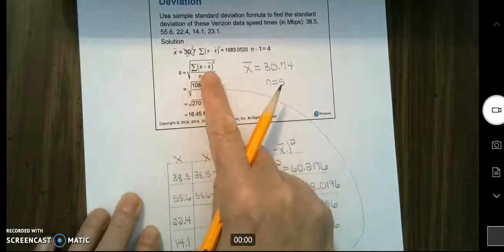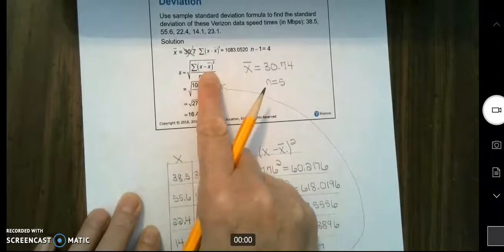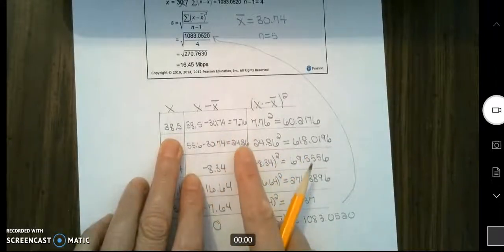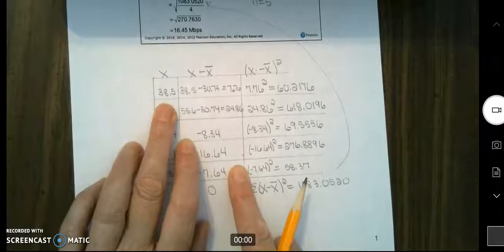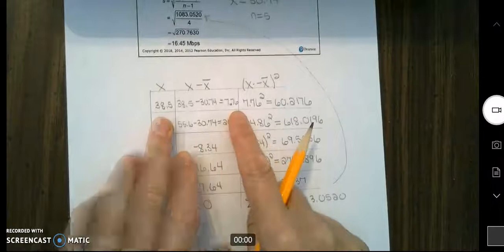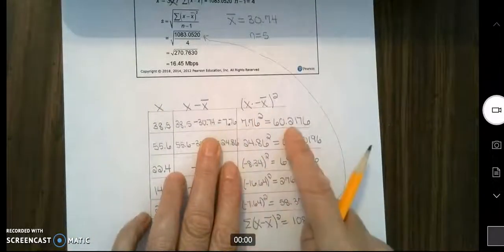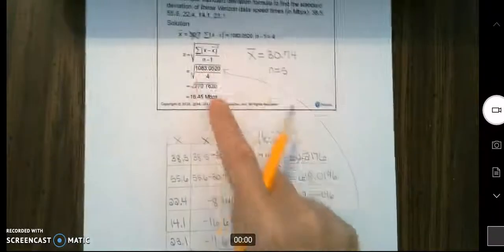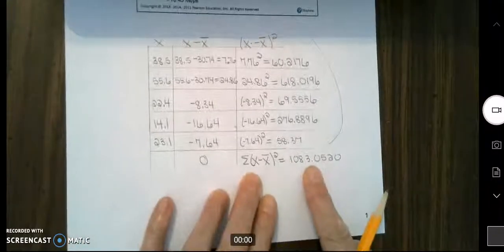Okay, without rounding this, the next step is to take each value and subtract the mean. So I'm working the inside parentheses first. I took each of these data values listed up here, subtracted the mean, and wrote the answers right here. The next thing by order of operations is to square them. So for the next column, I squared each of them and listed them all right here. Then I want to sum them up. So if I add them all up, I get this result right here.